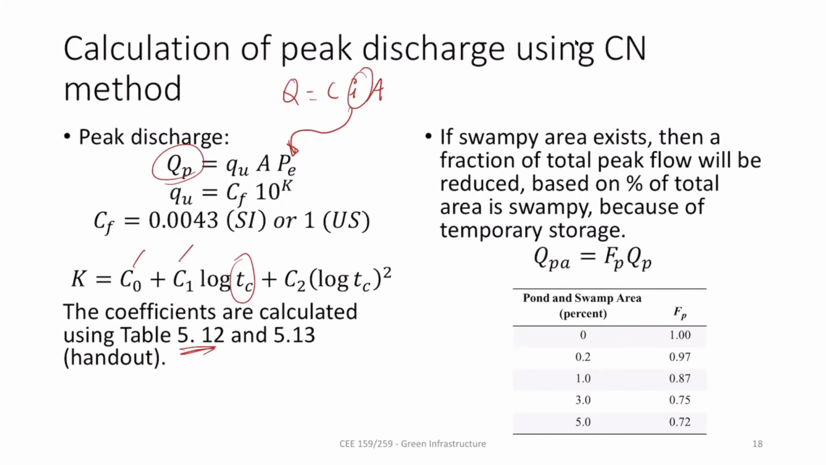That's why the actual amount of peak flow will be a fraction of the maximum peak flow, and that FP is related to what percentage is pond or swampy area. That's written here. If 20% is swampy area, that means 3% of the total peak will be lost because of that. So the effective peak will be 97% of that. This is just the empirical way to calculate the value.